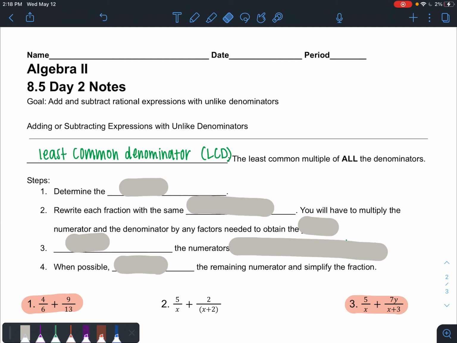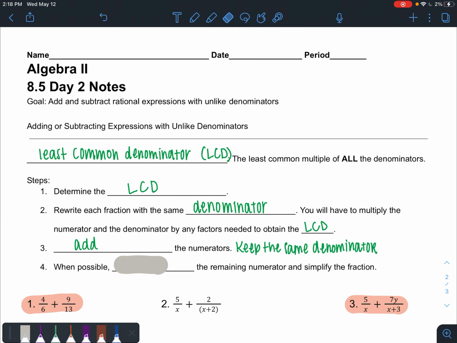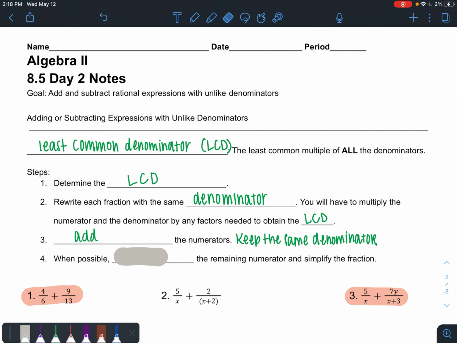All right, so here are going to be our steps for adding and subtracting rational expressions. First, we need to determine what the LCD is. Then we're going to rewrite each fraction with the same denominator, and you're going to have to multiply the numerator and denominator by any factors needed to obtain the LCD. Then you're going to add the numerators together, keeping the same denominator, and then when possible, you are going to factor the numerator and simplify the fraction.